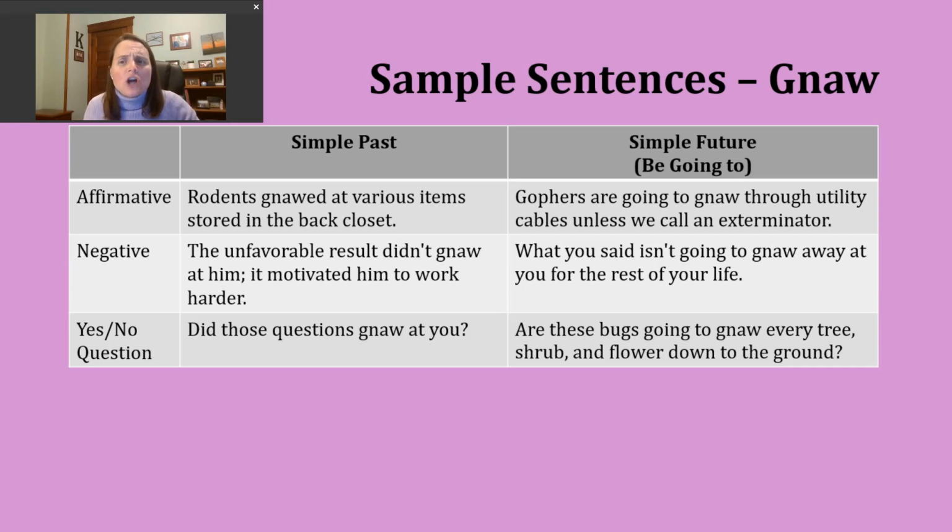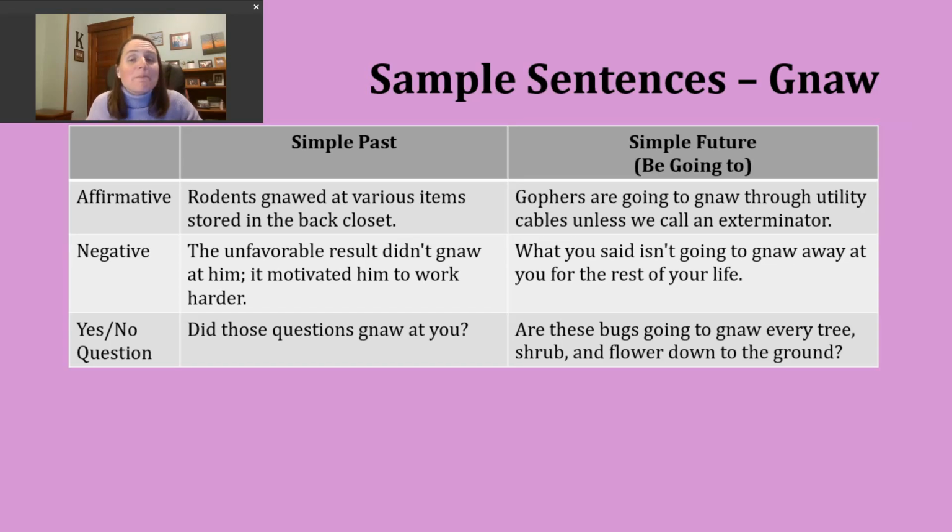Gophers are going to gnaw through utility cables unless we call an exterminator. Right? So here, maybe someone has discovered another example of something that might be classified as a rodent, rather small in size, with those little mouths, and they're going to bite through and damage these particular utility cables unless we get someone to get rid of these animals.